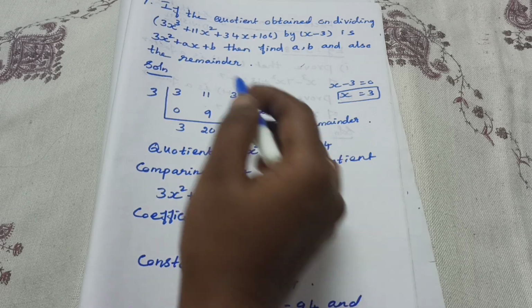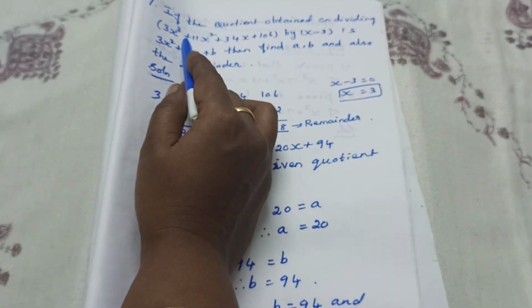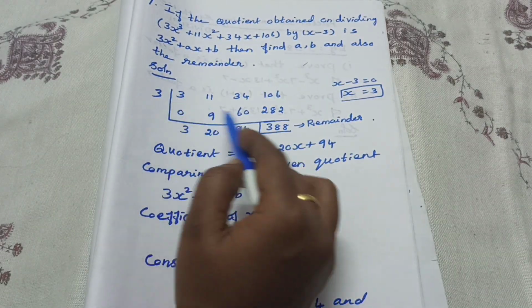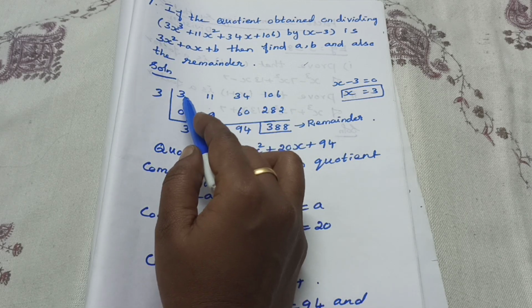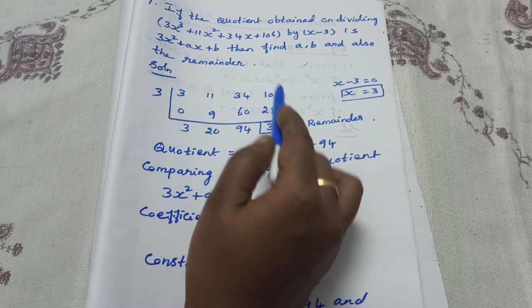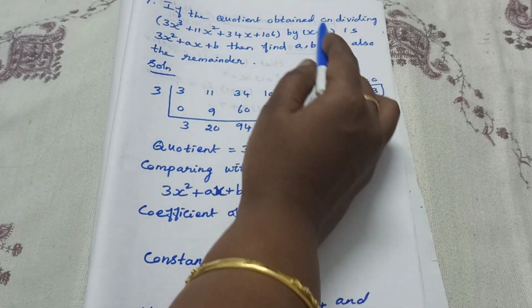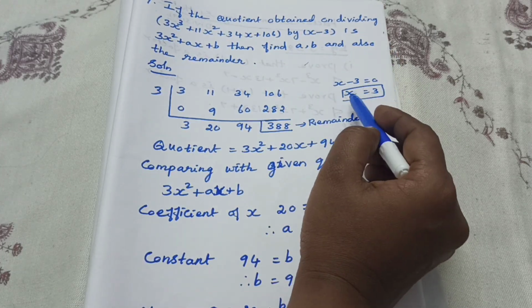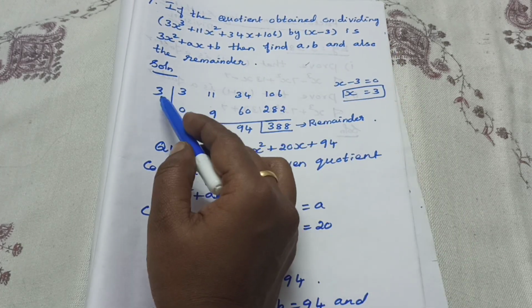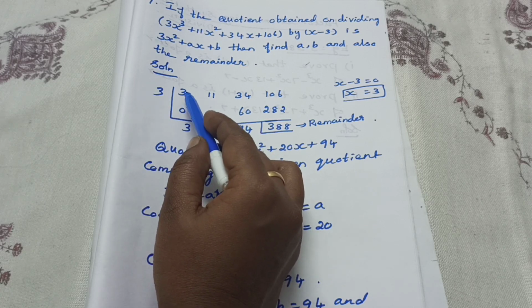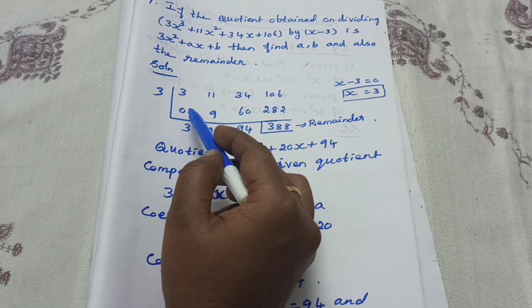Then this is the dividend, and the standard form is given. Synthetic division method we can follow. 3, 11, 34 and 106. And then this is the divisor, x minus 3 equal to 0, x equal to 3. Then that 3 you should write here. First term we have to put 0.